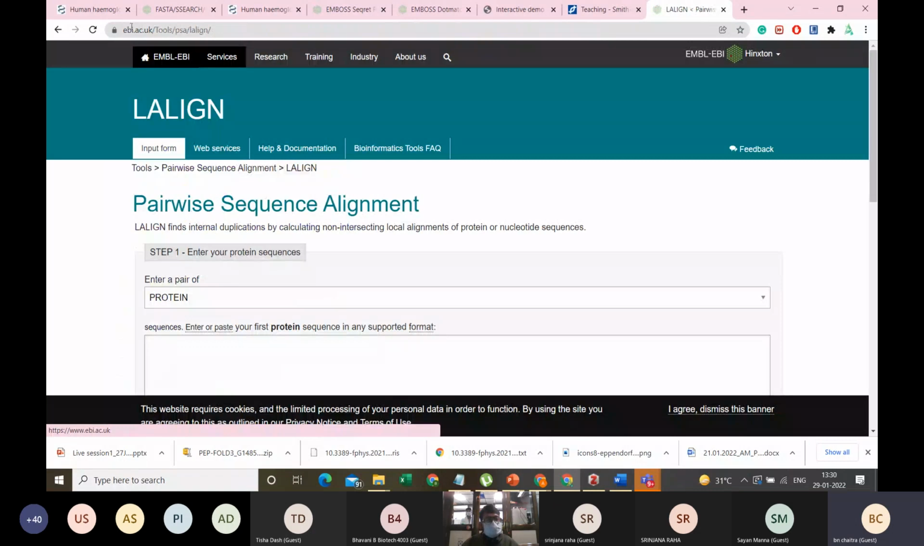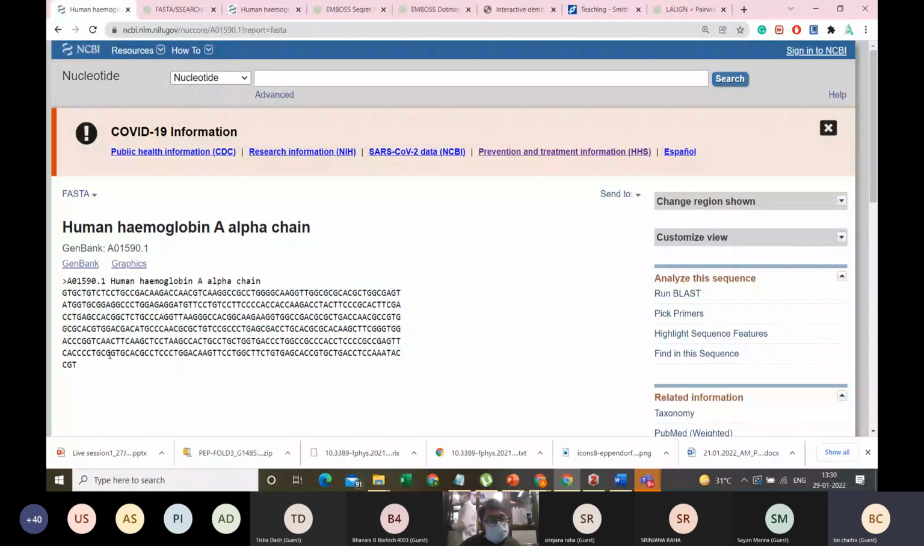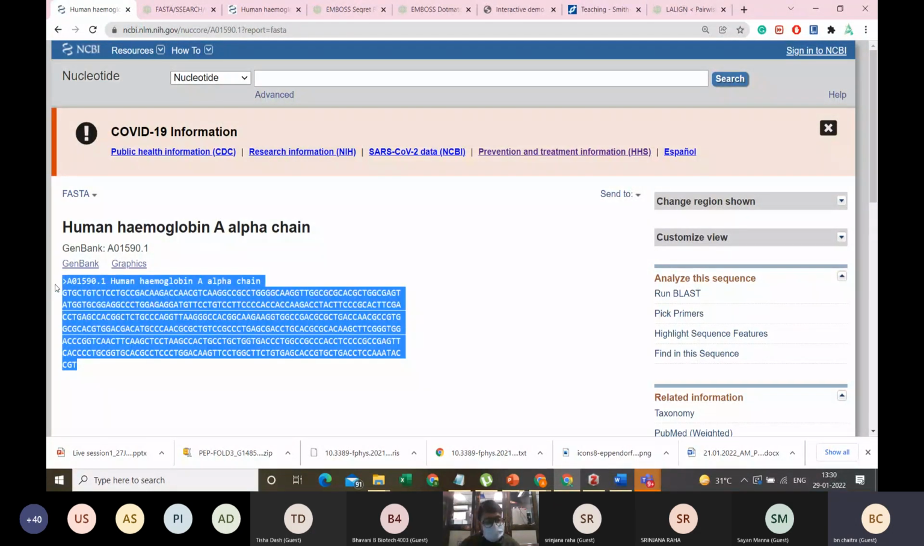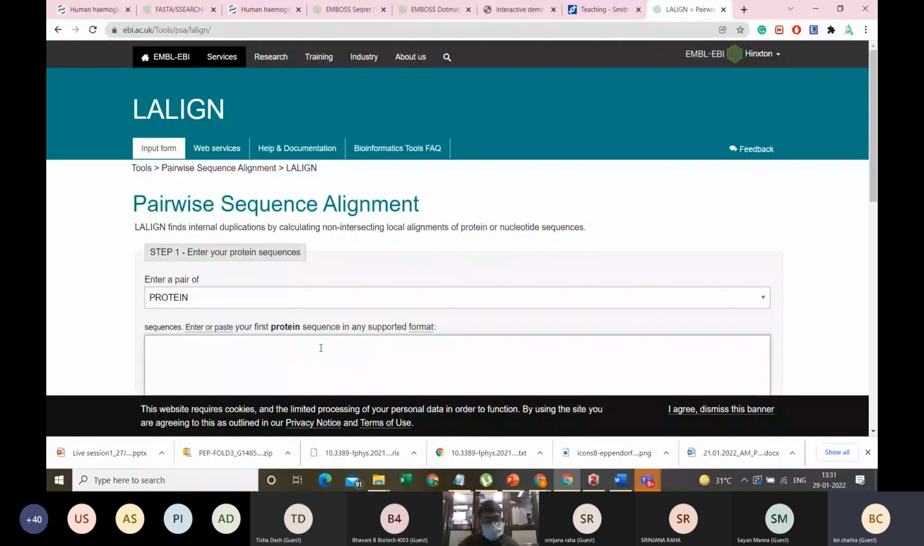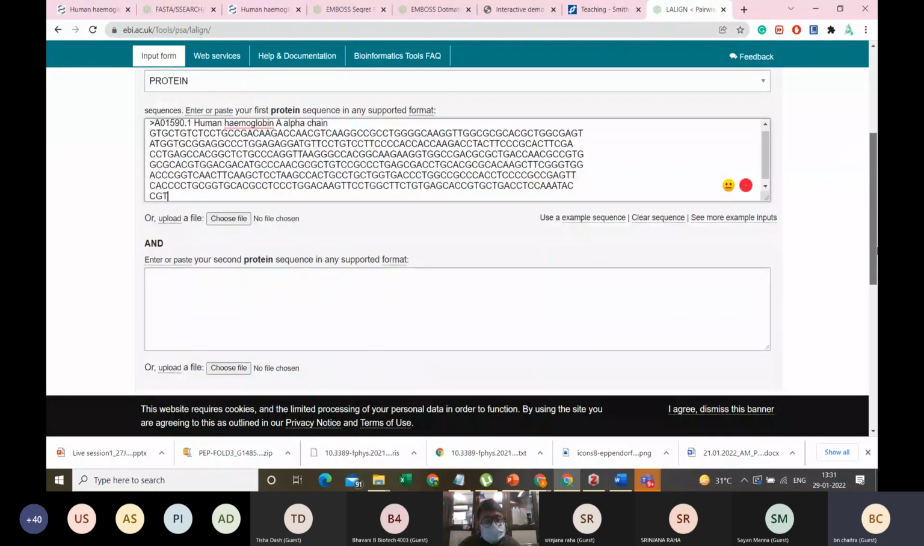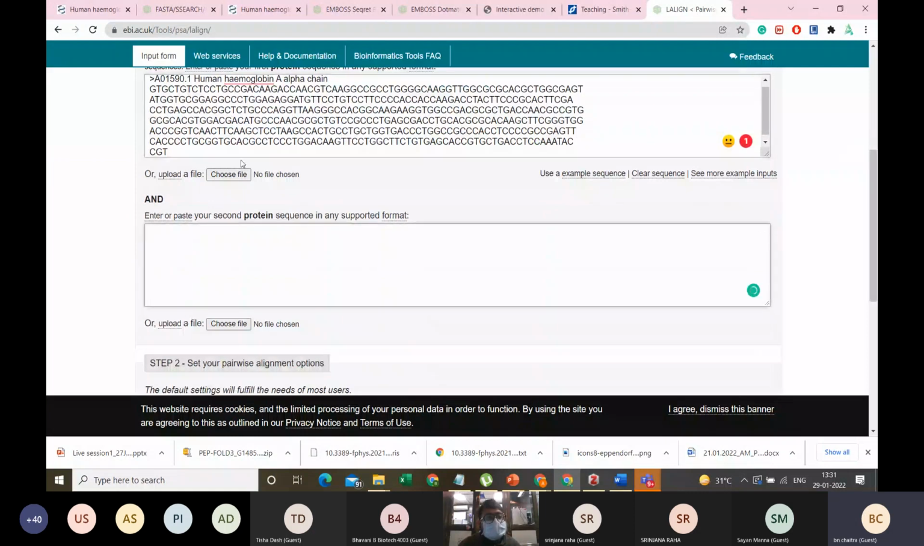Again we will paste the sequence. Everyone please go to this server. I will wait after pasting the sequence.